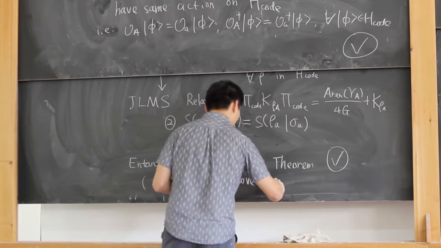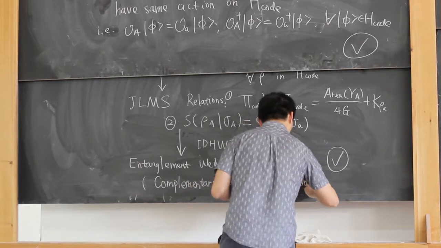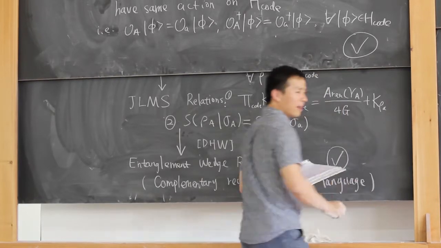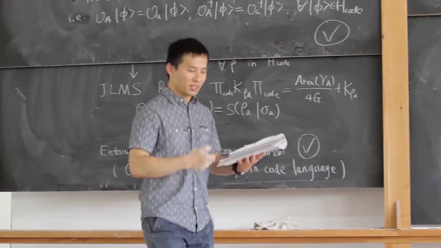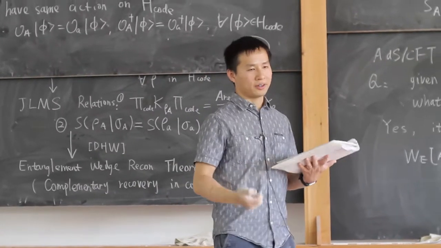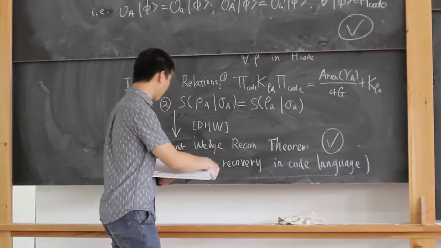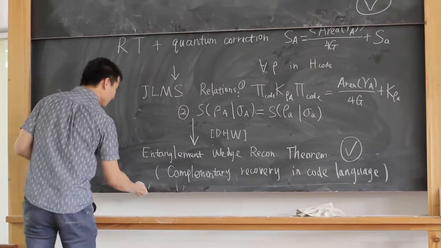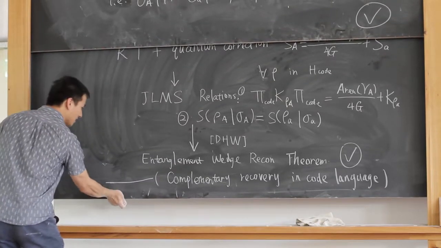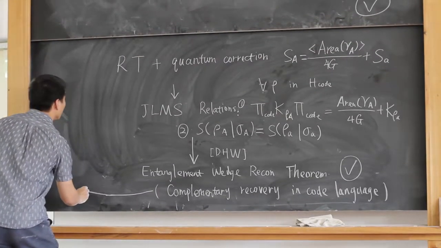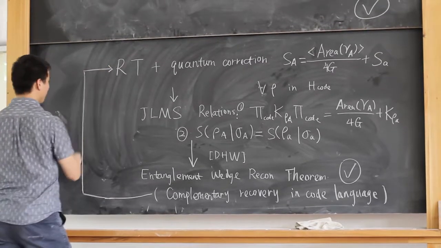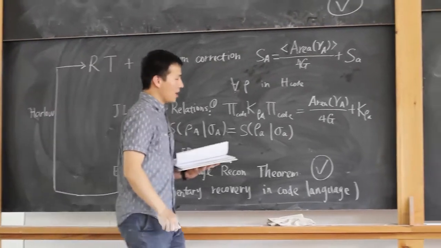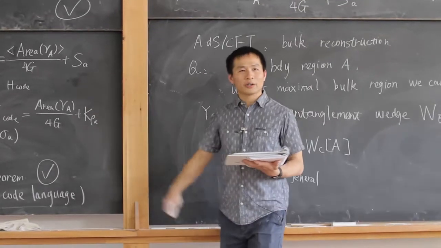Complementary recovery is a quantum error correcting code way of saying that all the information that we're trying to encode is either in the entanglement wedge of A or in A bar. So it turns out that we can complete the circle by showing that any code that satisfies complementary recovery also satisfies the Ryu-Takayanagi formula. And this is shown by Daniel Harlow. And therefore, in some sense, all these conditions are equivalent.